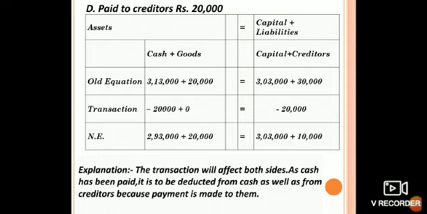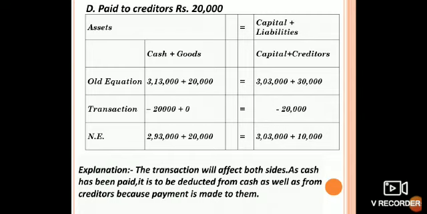Coming to the fourth transaction, paid to creditors rupees 20,000. Now in the old equation we have 3,13,000 plus 20,000 and 3,03,000 plus 30,000. Now here we are paying 20,000 to creditors, so 20,000 should be reduced from cash, and the 30,000 which we have under creditors should be reduced by 20,000 because we have paid 20,000 to the creditors. So now both the sides will have the same effect.